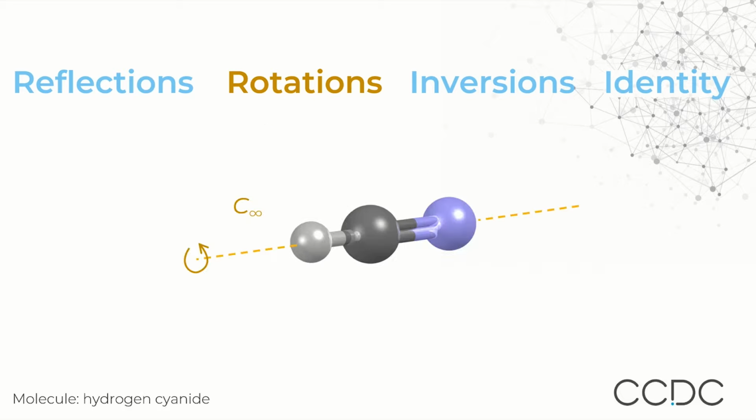You might be wondering about a special kind of molecule, which can have infinitely many rotations around an axis. And you're right, some molecules can. Linear molecules, like hydrogen cyanide, can rotate around an axis that goes right through them, so they get an infinity sign instead of a discrete number.